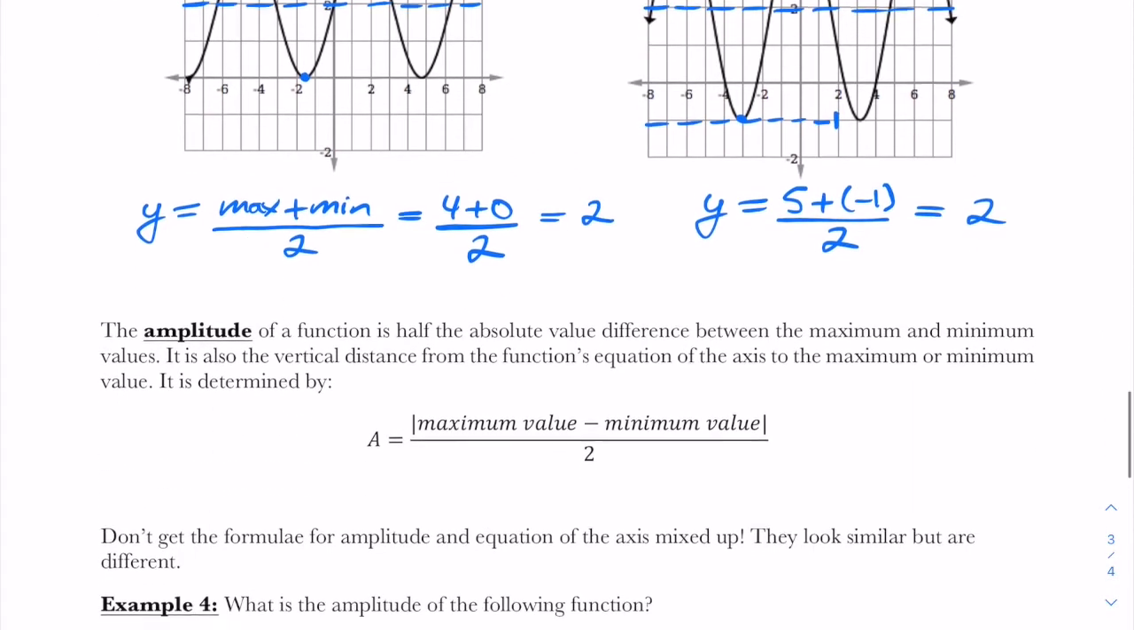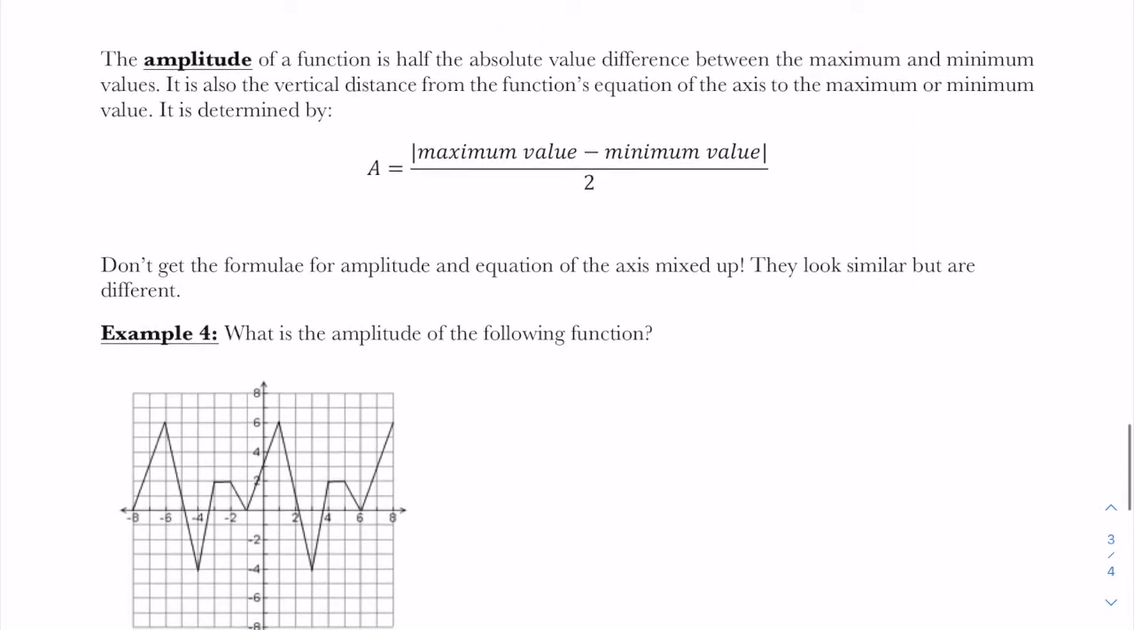All right, a little bit more terminology. The next thing we have to talk about is something called the amplitude. The amplitude of a function is defined to be half the absolute value difference between the maximum and minimum values. You can also look at it like the vertical distance from the equation of the axis to the maximum or the minimum value. Let me just do a sketch here to show you what I mean.